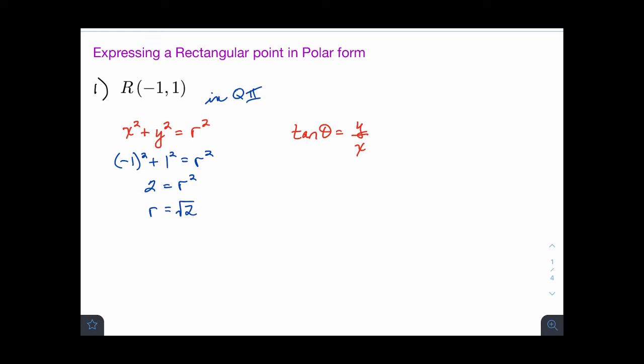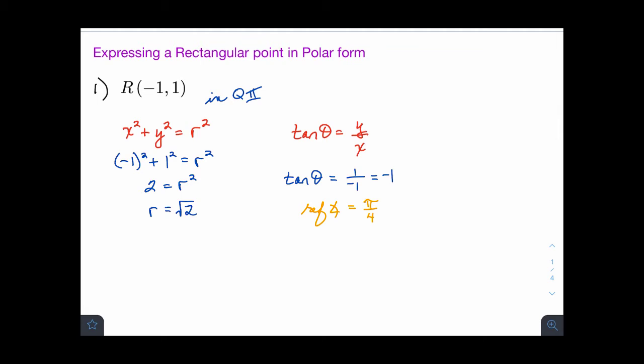Now for theta, we would have the fact that the tangent of this angle we're going to find is going to be the y value over the x. So tangent in this case of the angle has to equal -1. So think about the tangent values you know. The reference angle is going to be pi over 4. Remember, tangent of pi over 4 is a +1.